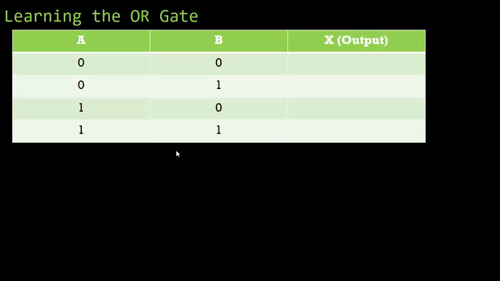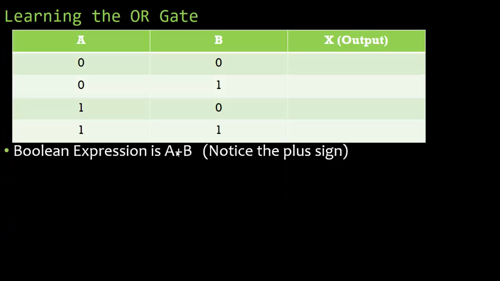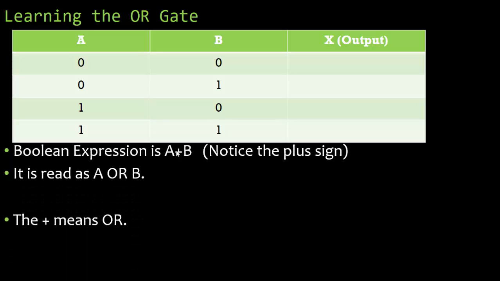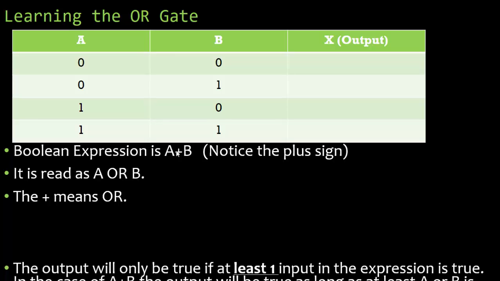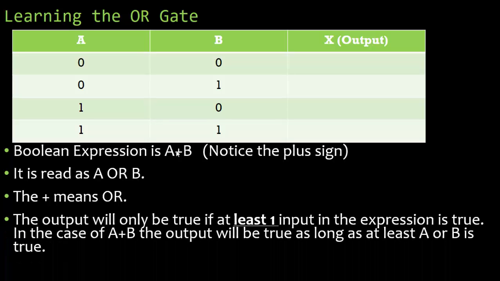So let's learn the OR gate. With the OR gate, the Boolean expression is A plus B. So notice the plus sign. We don't have a dot here. We have a plus sign. So it is A plus B. Now it's read as A or B. The plus means OR.